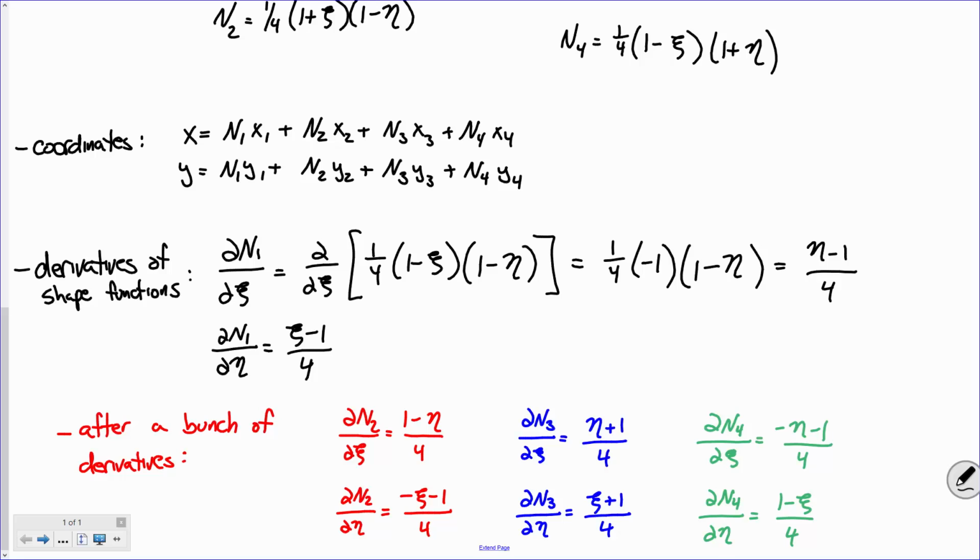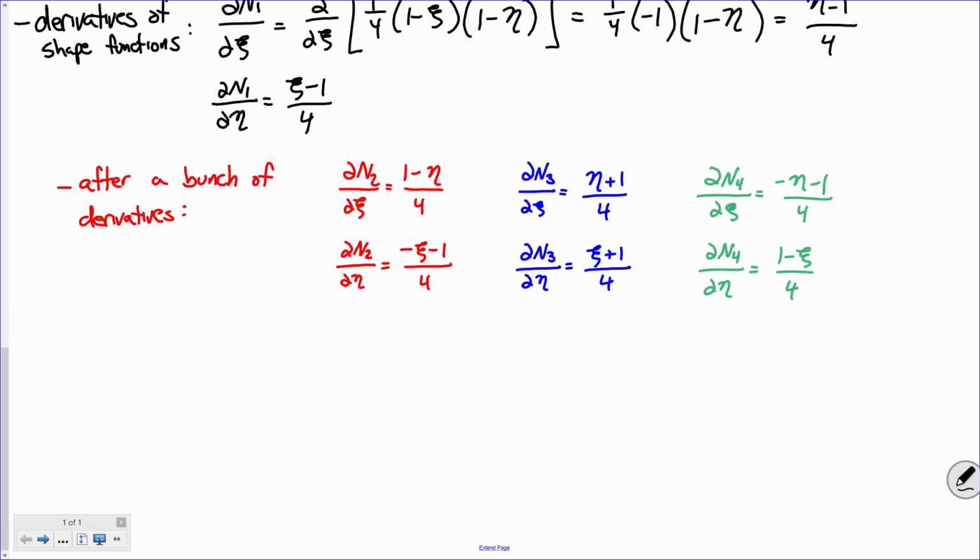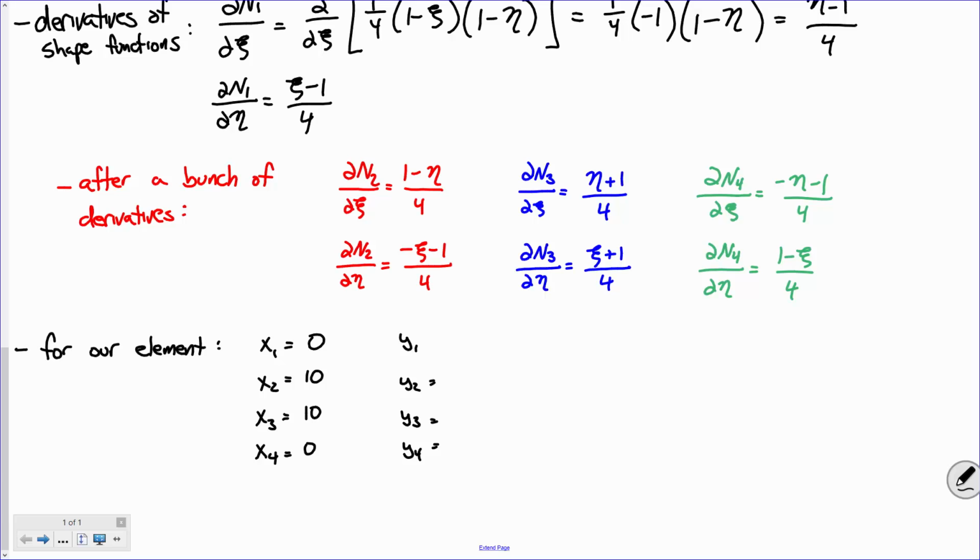Okay. Everybody with me so far? Okay. Help me out with a couple things then. Can I extend this down a little bit? Is that fine? Okay. For our element, would it be a fair statement to say our x coordinates are 0, 10, 10, 0, and our y coordinates are 0, 0, 5, and 5? Is that fair? Is that okay?